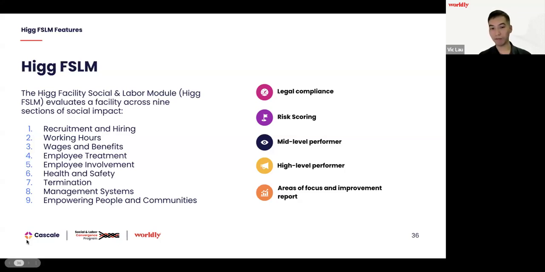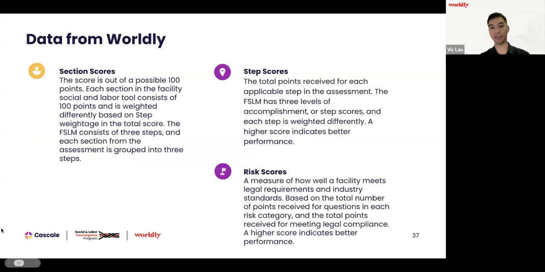However, on the Higg platform, we really want to make sure those assessment results are more digestible and user-friendly. So we are adding additional summaries on those areas, and also adding the scoring methodology that was developed by Cascale, which includes a summary related to legal compliance, different scores, and also zooming in on the areas where the facility needs to take action to improve.